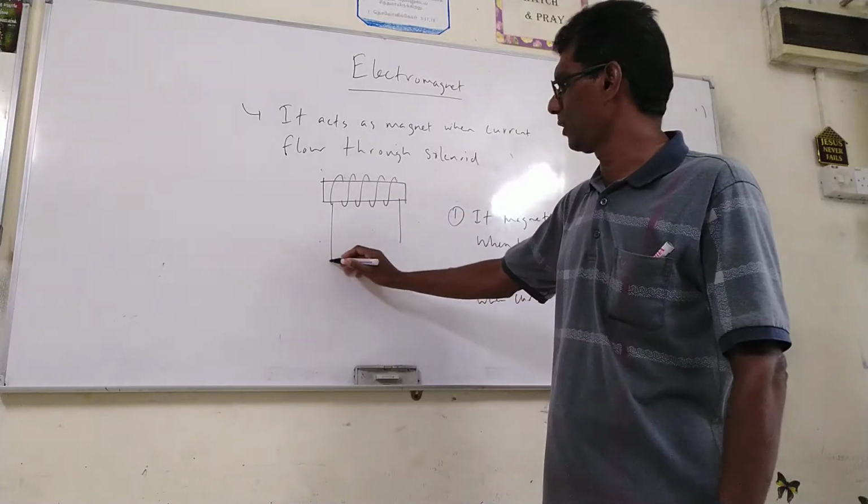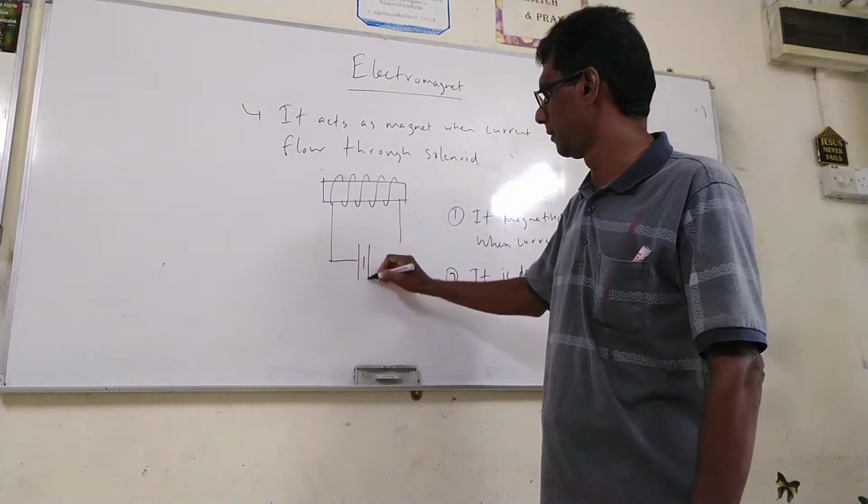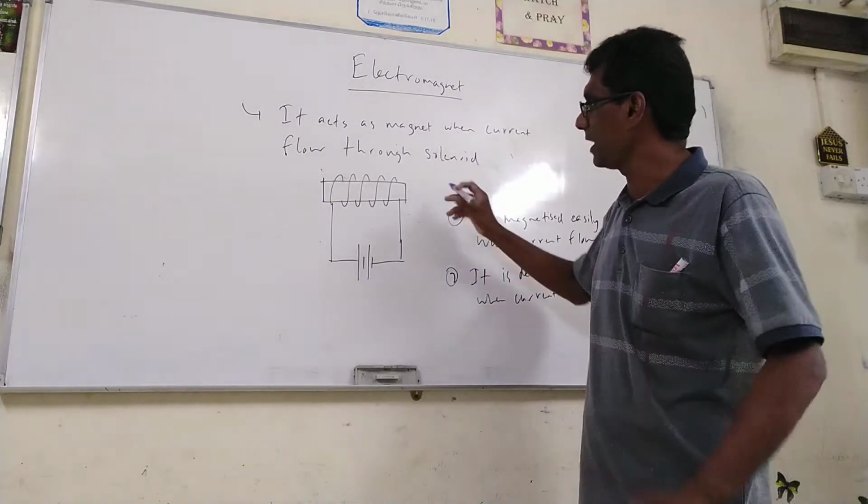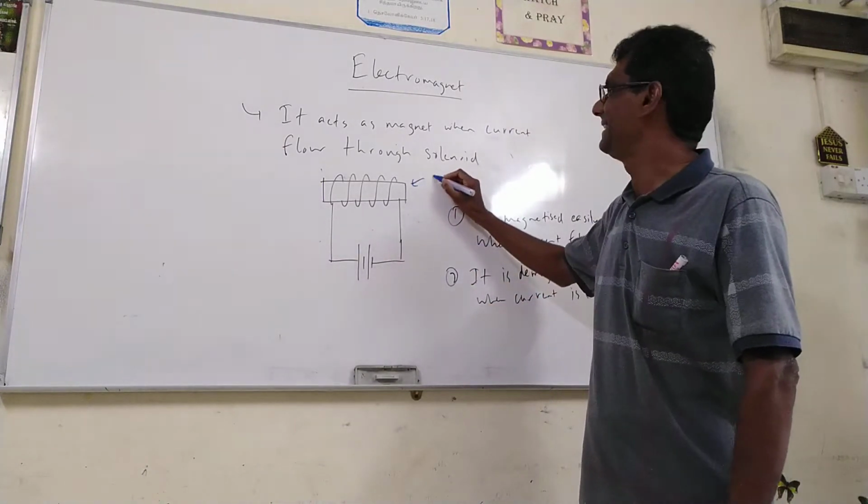Okay, this one is a magnet. Okay, this one is a steel.